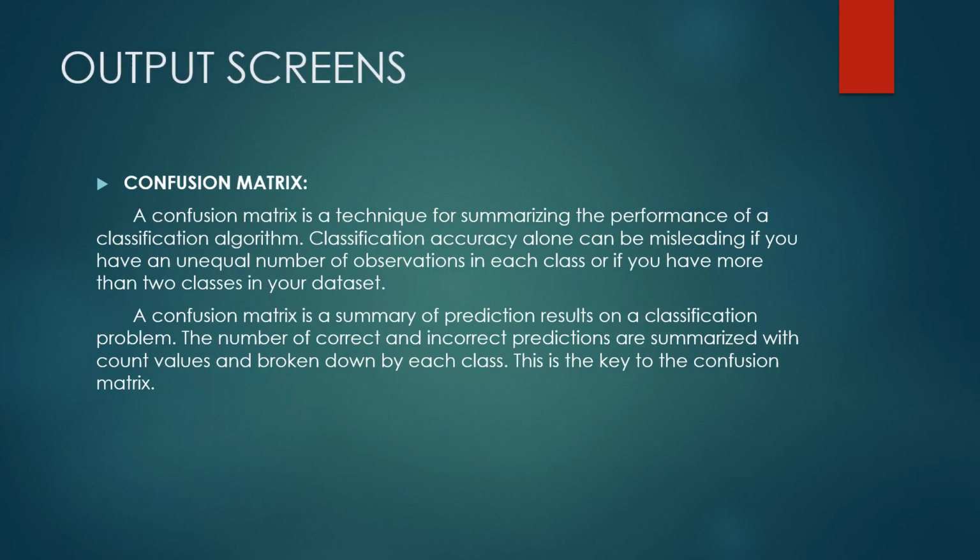These are the output screens, showing how exactly we are going to represent our data. We are representing our data in a confusion matrix. A confusion matrix is a technique for summarizing the performance of a classification algorithm. As we all know, we use classification techniques and predicting techniques here.